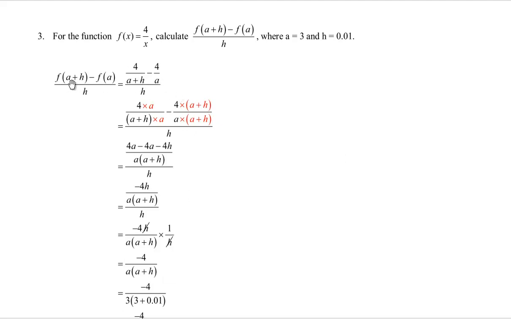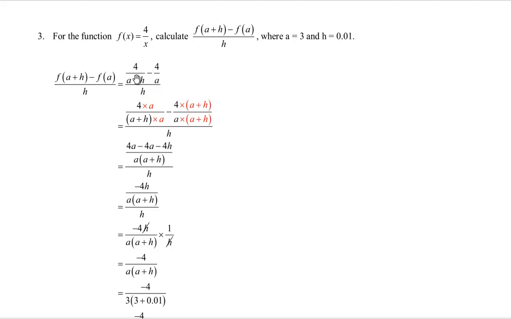So if I want to find f of a plus h, I put my a plus h in place of x here. So it's 4 over a plus h, which is what this is right here. Minus f of a, I put a here, so that's 4 over a, all over h. That h is that h in the denominator.